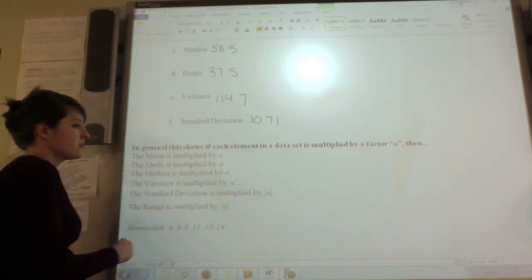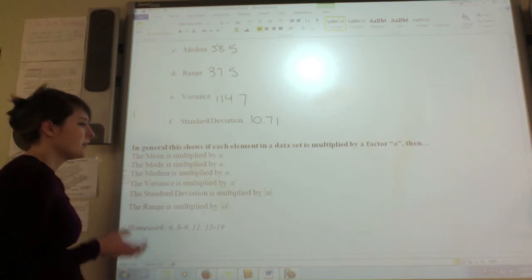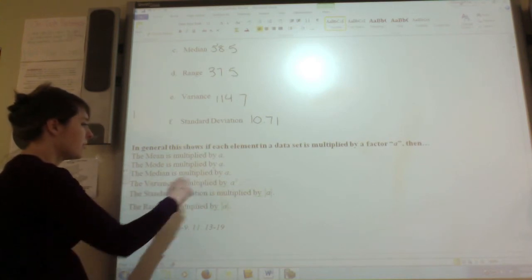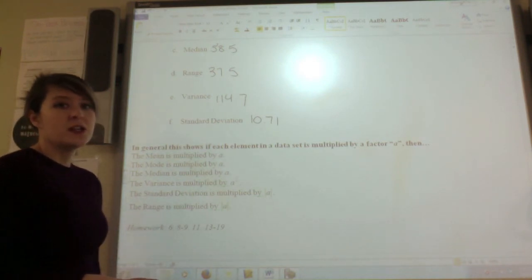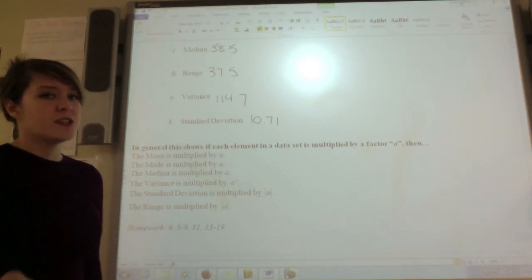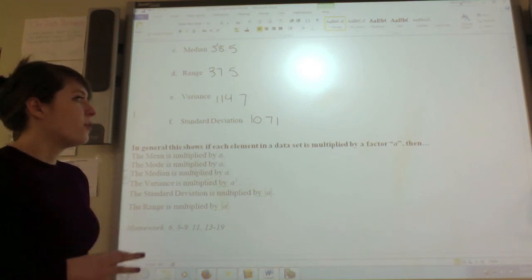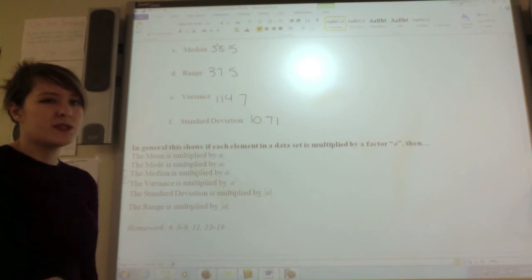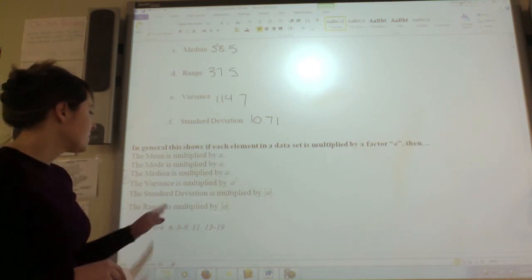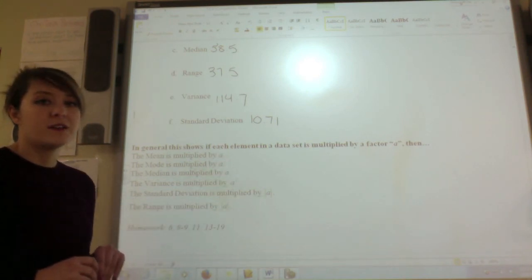So all of these are pretty straightforward. The only one that's maybe a little bit confusing is the variance. Just remember that if you get your new standard deviation and then square it, that's the same thing as taking your old variance and multiplying it by a squared. So I would probably find your new standard deviation using this method and then square that to get your new variance. And that's everything for Section 6.